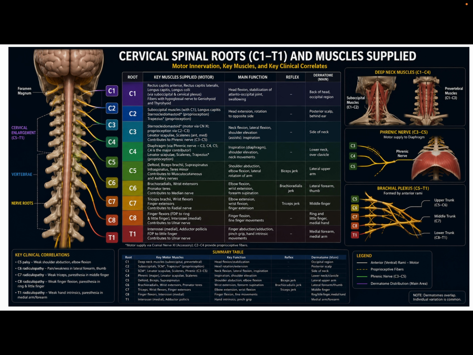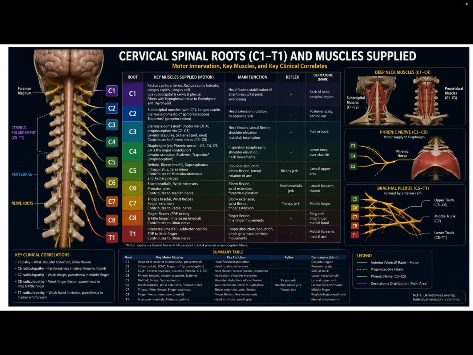C2 nerve root. So the C2 nerve root supplies the suboccipital muscles, longus capitis, sternocleidomastoid and trapezius through proprioceptive fibers. Primary actions are head extension and rotation to the opposite side.